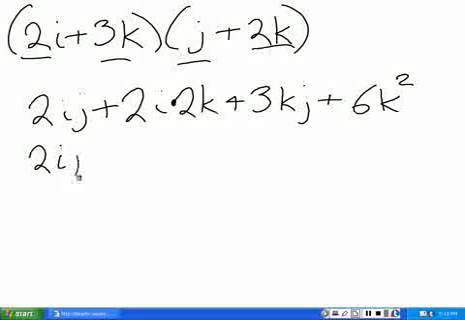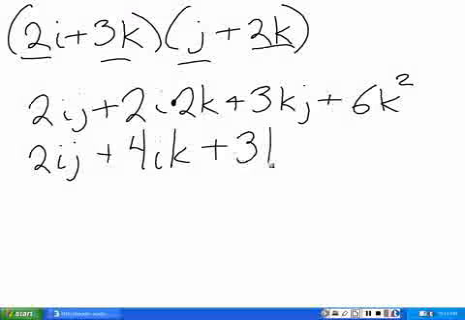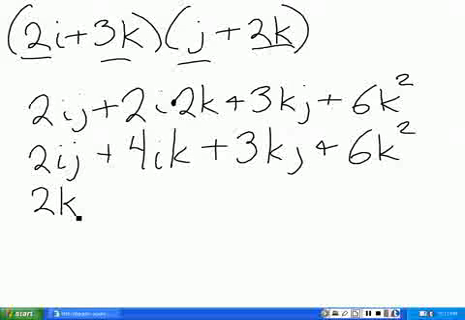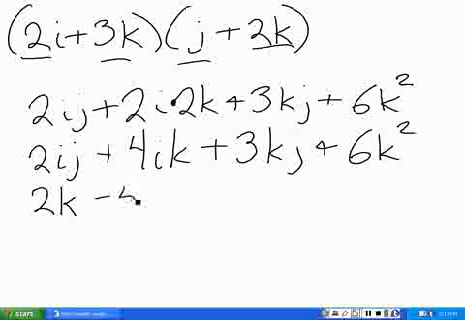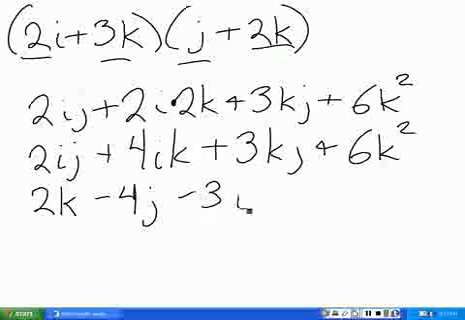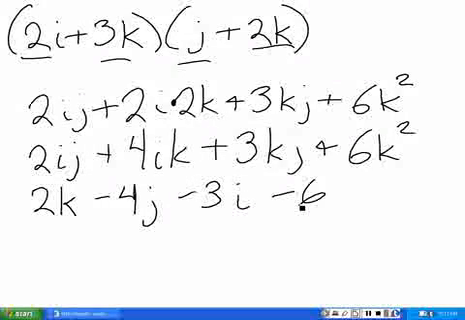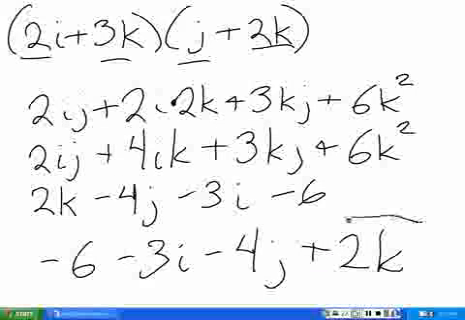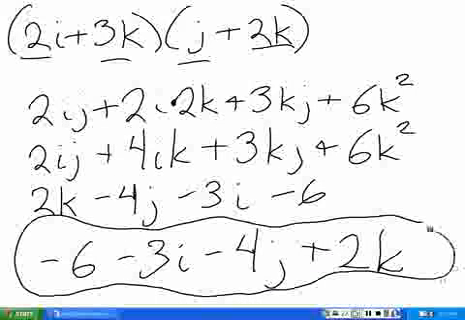So, just to write that a little neater, plus 4ik plus 3kj plus 6k squared. Okay, well, ij is k, so that's 2k, and now ik is negative j, so this is going to be 4 times negative j, or negative 4j. And then kj is negative i, so I get minus 3i, and then minus 6, because k squared is negative 1. And I would write this as minus 6 minus 3i minus 4j plus 2k. And that's my final answer.